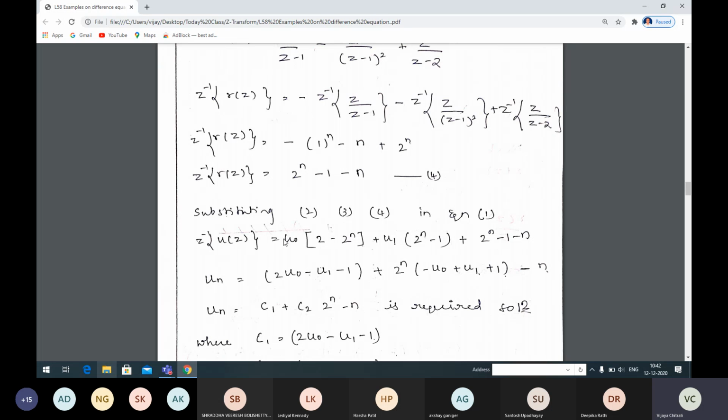So using equation 2, equation 3, equation 4 in equation 1: u0 into z inverse of P of z, which is 2 minus 2 raised to n, plus u1 into z inverse of Q of z, which is 2 raised to n minus 1, plus z inverse of R of z, which is 2 raised to n minus 1 minus n.